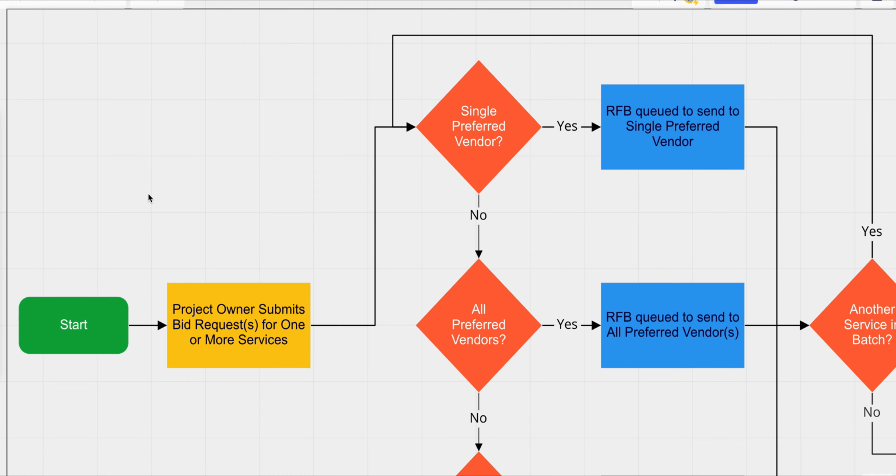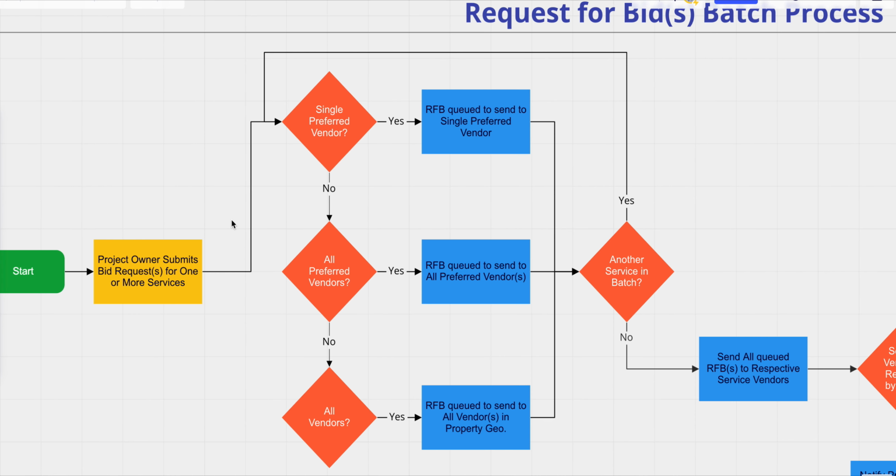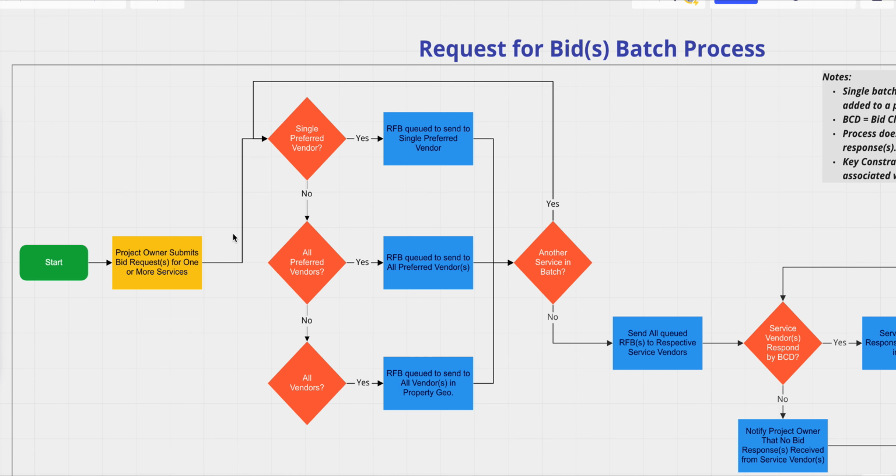So in starting the process, this right here is where I was in the mobile interface and I selected the button to submit the bid requests for the 5 services. So now I have to look at the flow in terms of each service. The first service that we'll evaluate is the termite inspection. And the first thing I want to do in the flow is, okay, is it a single preferred, all preferred vendors, or all vendors? Well, the option that I selected in the mobile screen was all preferred vendors. So I'm going to take this route.